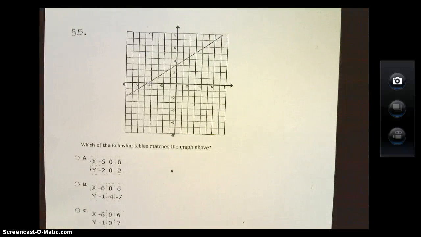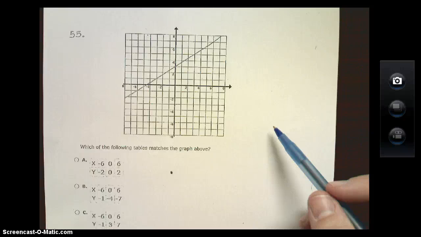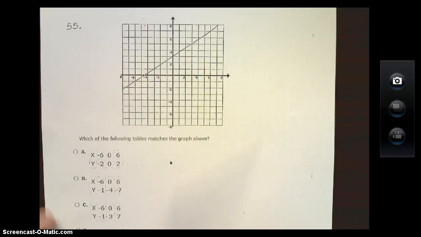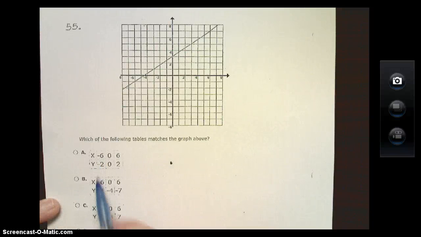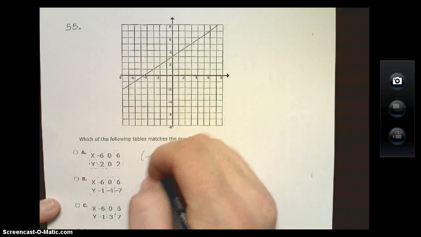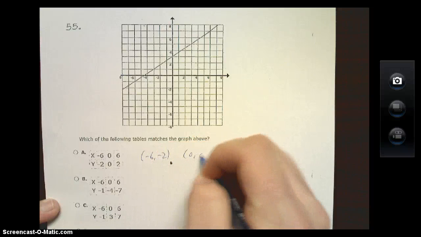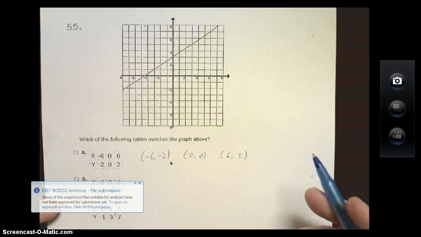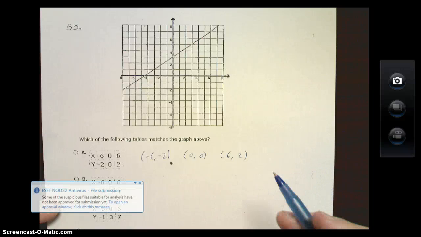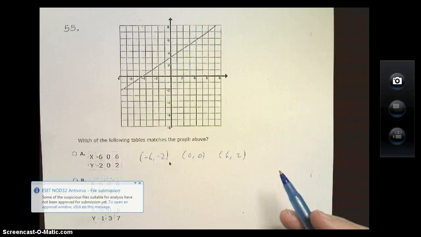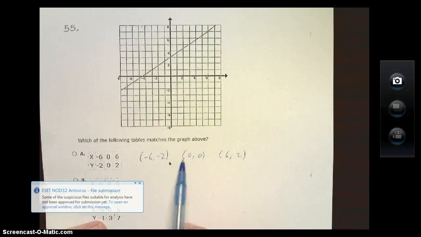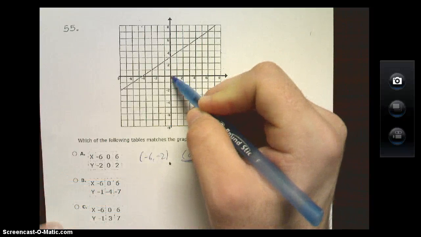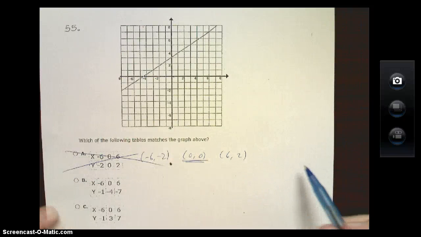Finally, number 55, which of the following tables matches the graph above? They're giving us points. Okay, so here's your x and your y, and these are all points. So for example, for A, it's negative 6 comma negative 2, 0 comma 0, and 6 comma 2. So what you're doing here is you're analyzing it to see if they're giving you the correct points. Now for this one, look at 0, 0. 0, 0 is right here. So clearly that's not getting hit. So right away we can say that's not right there.